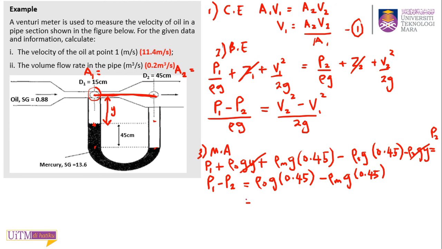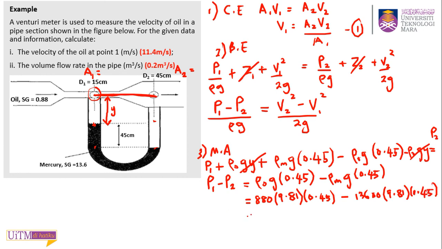Okay, and this should give you some value. Rho of oil they give you here 0.88. That means the rho will be 880. I hope you don't forget how you can change the specific gravity to get the rho. You just multiply by 1000. Okay, rho of water times 9.81 times 0.45, minus rho of mercury, 13600 times 9.81 times 0.45.